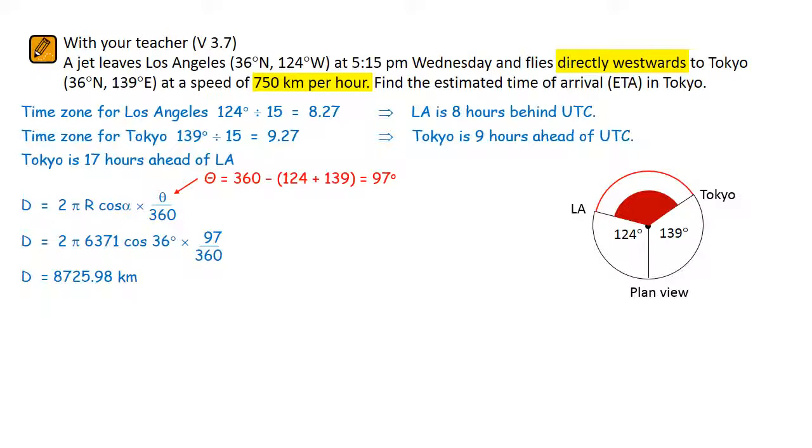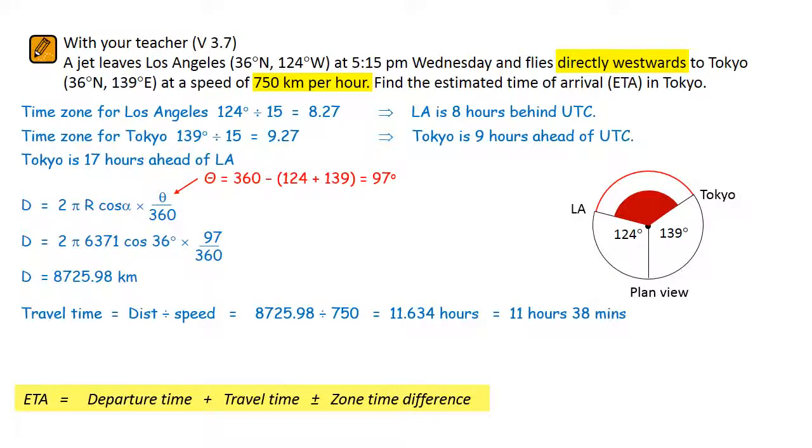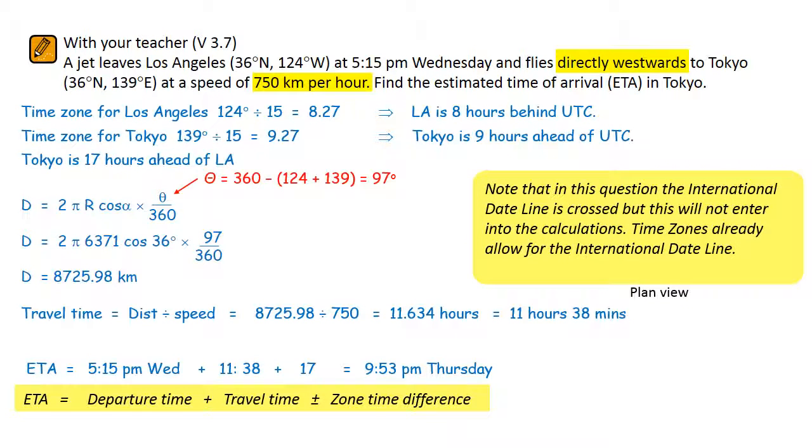The travel time can be found using the formula time equals distance divided by speed. And to find the estimated time of arrival, start with the departure time, 5:15 p.m., add the travel time, 11 hours and 38 minutes, then, in this case, add the zone time difference, as Tokyo is 17 hours ahead. It will arrive at a local time of 9:53 p.m. on Thursday. It's worth noting that the international dateline was crossed in this question, but the international dateline does not affect our calculations, as time zones automatically allow for the international dateline.